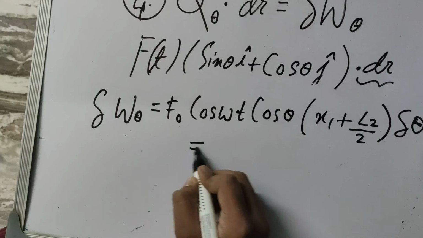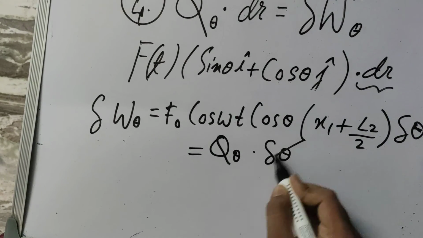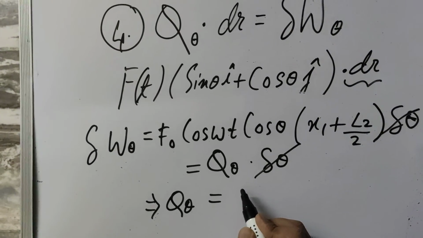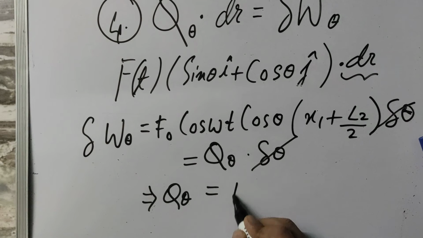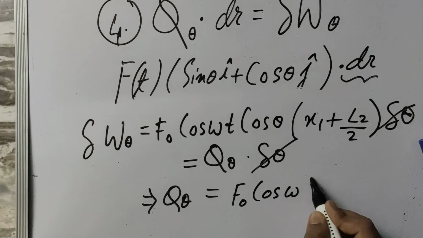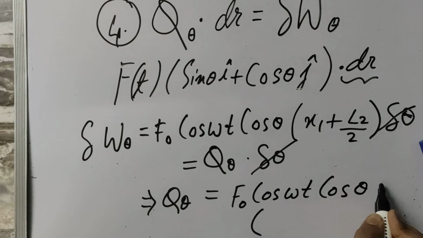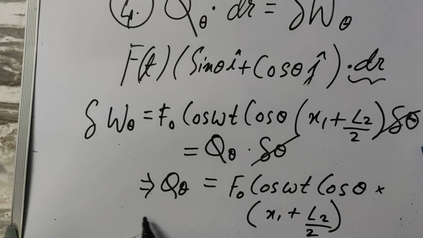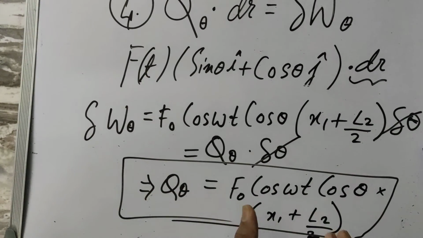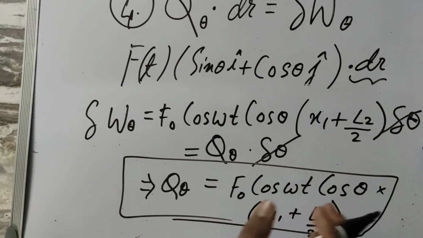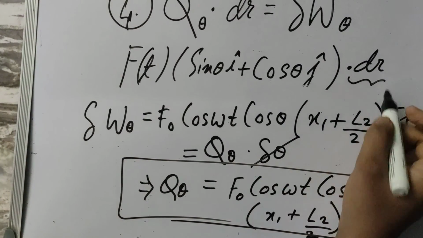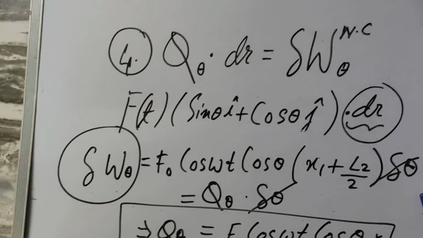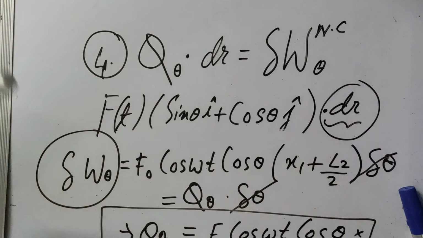You simply know that this is equal to Q theta times del theta, so cancel them. So what is our Q theta? Q theta is basically F0 cos omega t cos theta times x1 plus L2 by 2, right? It's visible. This is our RHS, force acting along theta, and the moment arm. This is the force we are getting along the dr, which will account for the small virtual work done. And so you just equate the LHS and RHS, and the final equation of motion is achieved.